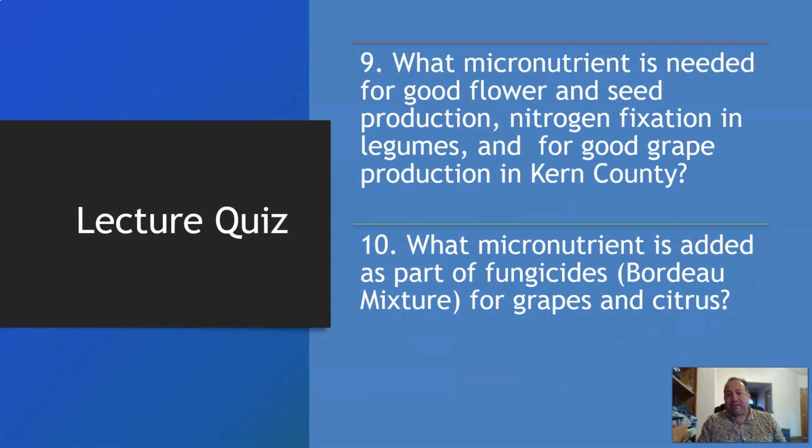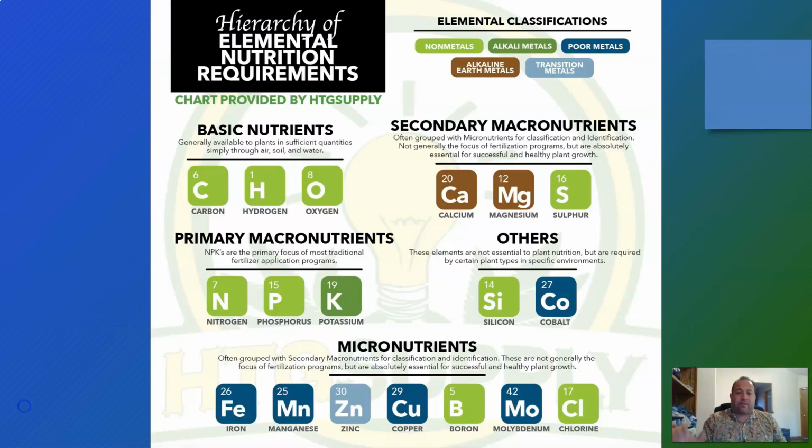And with that, that's it in terms of our understanding of our nutrients. Our macronutrients, nitrogen, phosphorus, and potassium, our primary macronutrients; our secondary macronutrients, calcium, magnesium, and sulfur; and then our micronutrients, iron, manganese, zinc, copper, boron, molybdenum, and chlorine. We didn't talk much about chlorine, but we focused on the other ones.